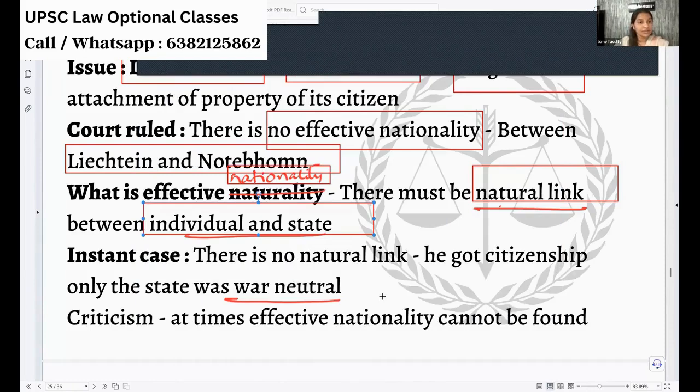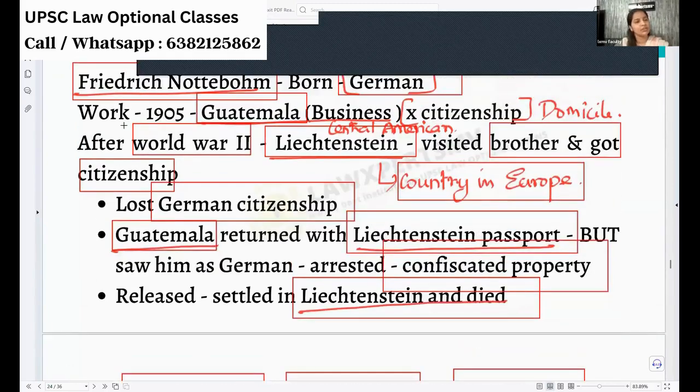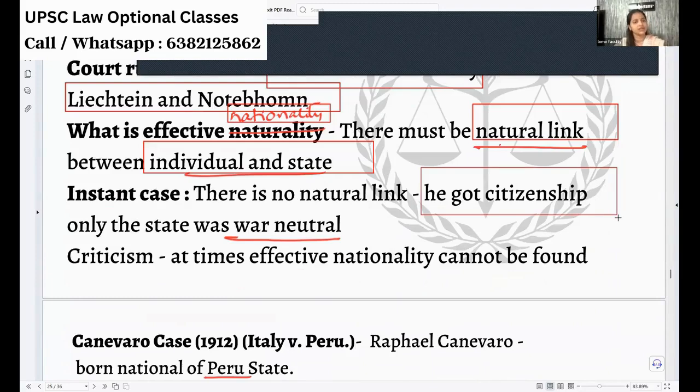So when we talk about effective nationality, it needs a natural link between the individual and the state. But think about this particular person: he was born in Germany, but does he have a natural link with Liechtenstein? He got the citizenship of Liechtenstein only after World War II. He visited his brother and then got the citizenship. That's all. Whether he has a natural link, no. He got the citizenship of Liechtenstein only because Liechtenstein was a neutral state in the war, not participating in any war. So he found that it is a safe state and got the citizenship only because it is war neutral. So there is no natural link.